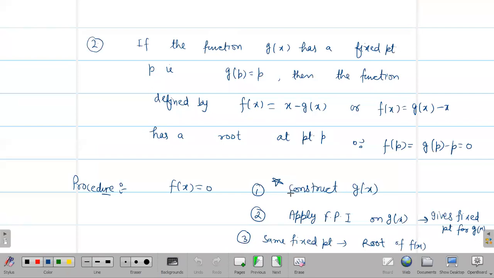Actually, first we will concentrate on our first step only. That is most important. So we will construct our g of x, because there are several ways, but we don't have to take several g of x. We have to choose only one appropriate g of x for it.